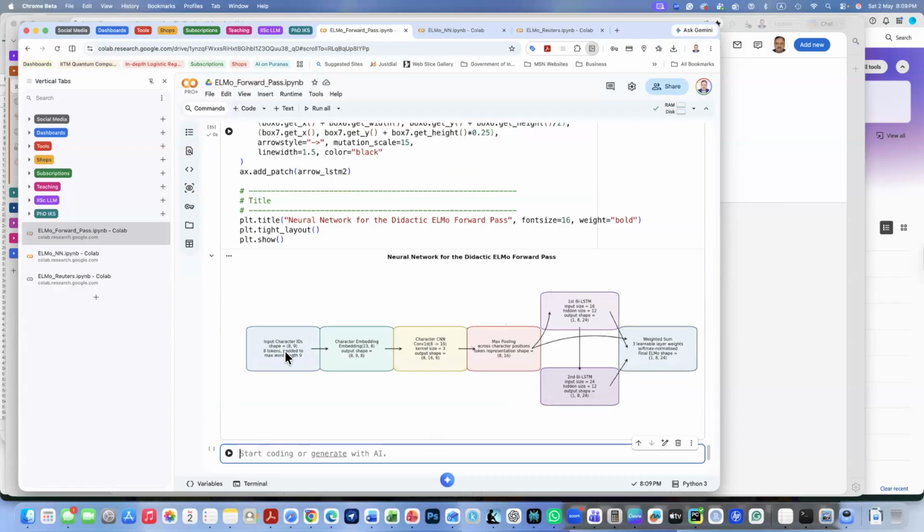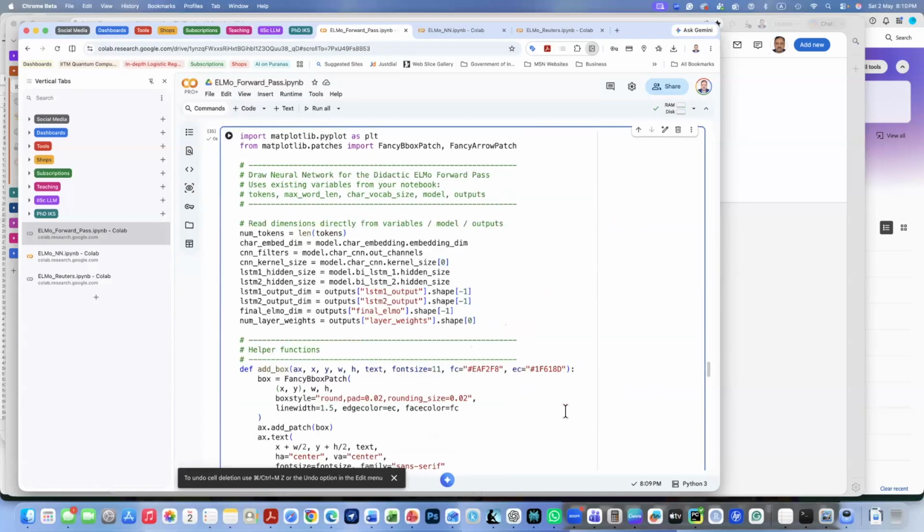It is like this. I put in the character embeddings as the input. Then I have the CNN, then the max pooling. After max pooling, I did LSTM 1, then LSTM 2, and ultimately a weighted sum, and I got the final ELMo embeddings. That is 24 elements. So that is just the network we have set up.